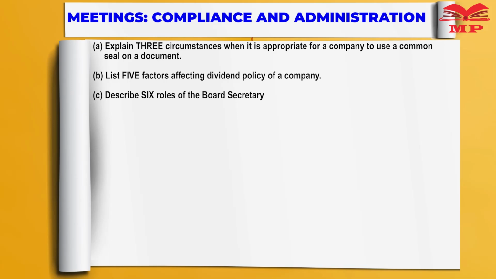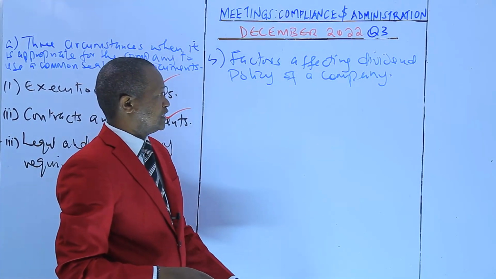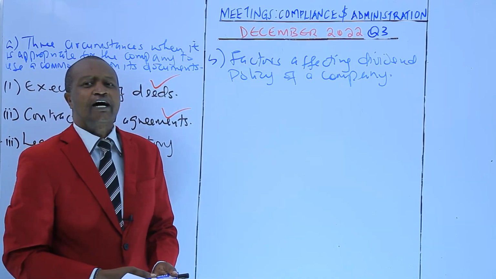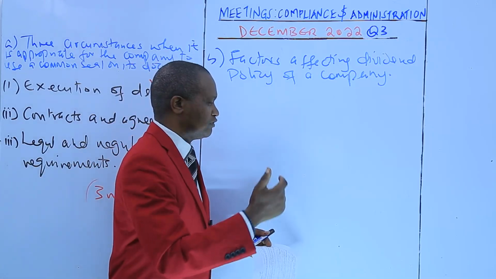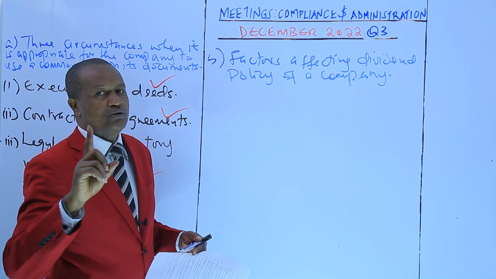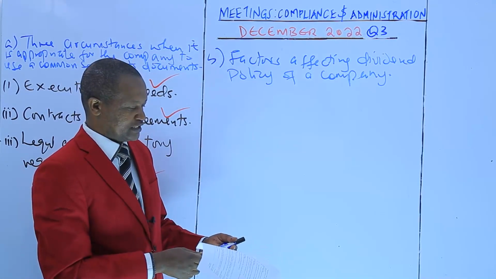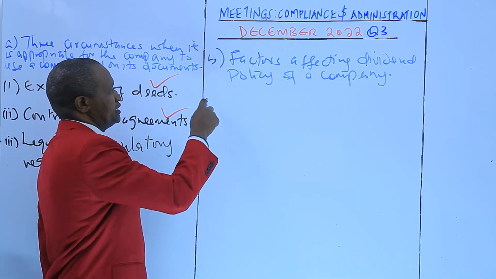Part B reads, list 5 factors affecting dividend policy of a company. What are the factors affecting the dividend policy of a company? One obvious factor is profitability.